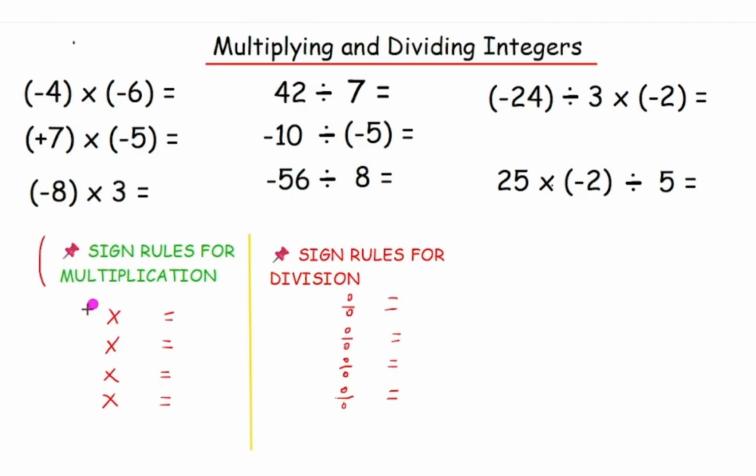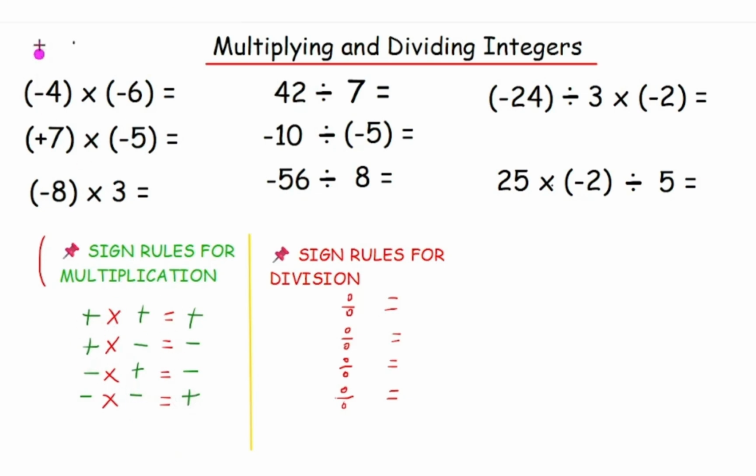Let's start with multiplication. If you have two integers, one of which is positive, and you want to multiply it by another number that is also positive, the final result will always be positive. Now, if you have a positive number and you want to multiply it by a number that is negative, the final result will always be negative. If you have a negative number and you multiply it by a positive one, the result will also be negative. And finally, if you have a negative number and you multiply it by another negative number, your result will be positive. This is the famous rule of signs.